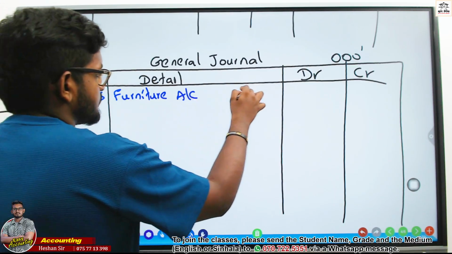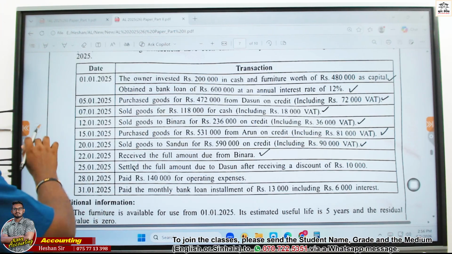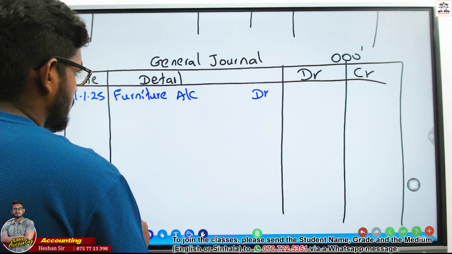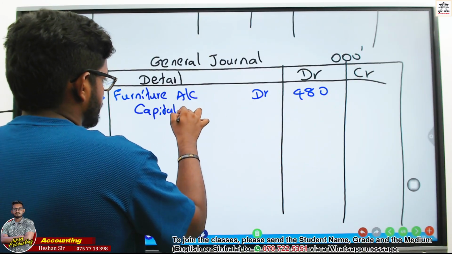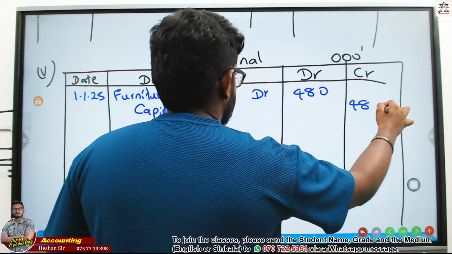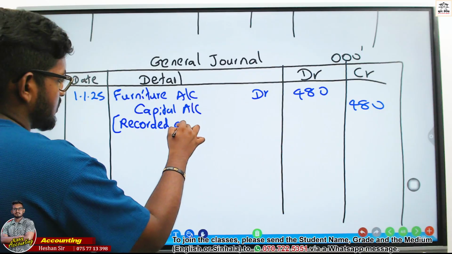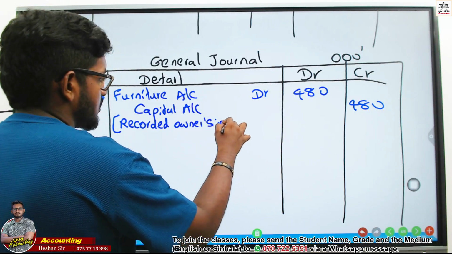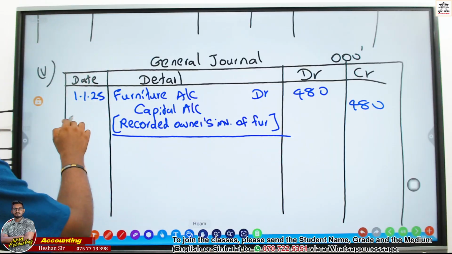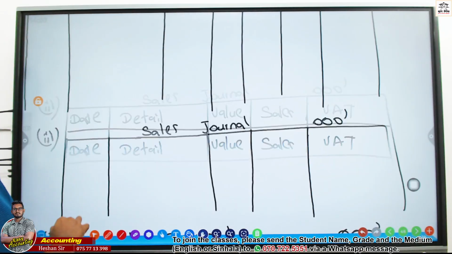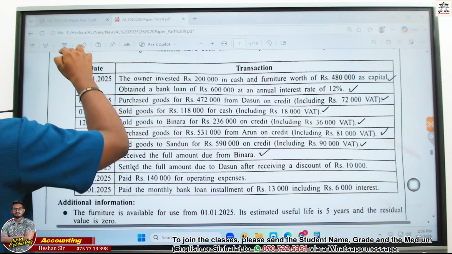Furniture account debit. That is investors how much? 480, right? Rounding off to thousands as well. Capital account 480. Write the narration. Recorded owner investment of furniture, right? So owner's investment of furniture done. Next one. First one done.